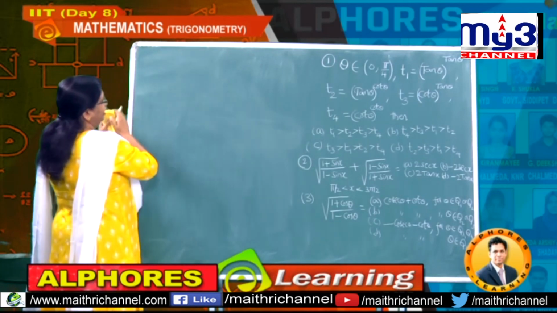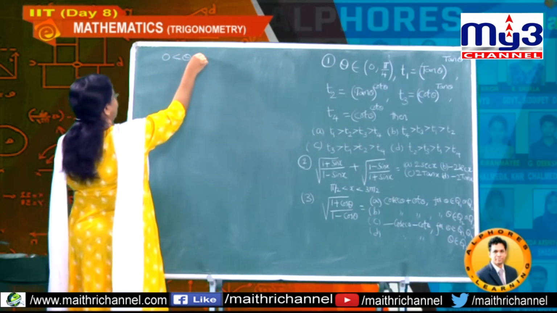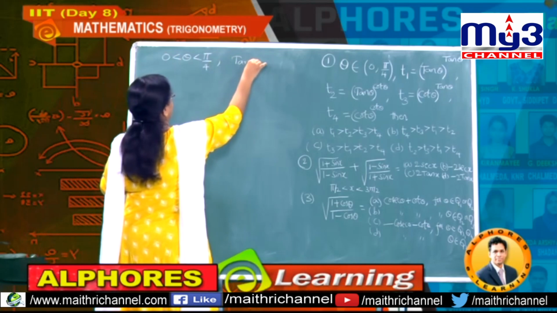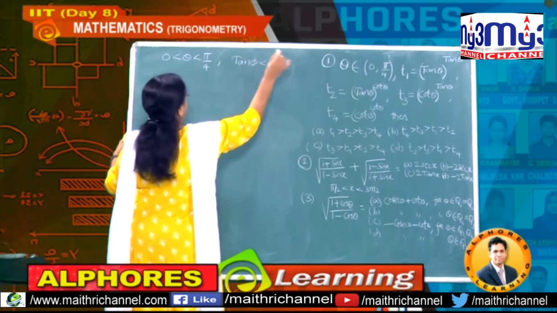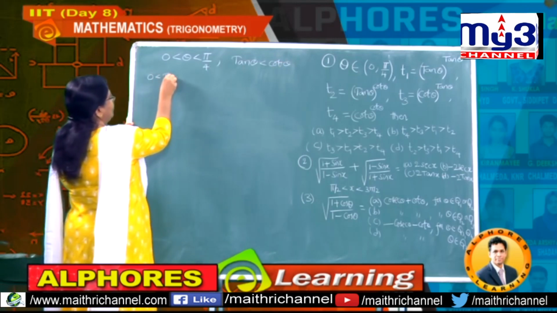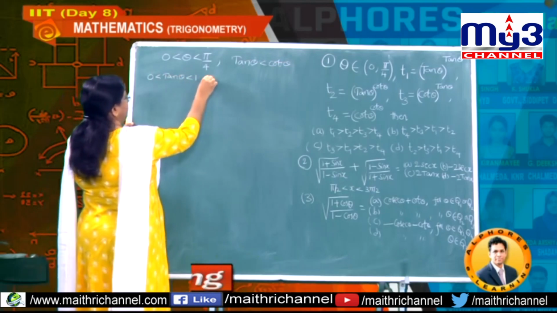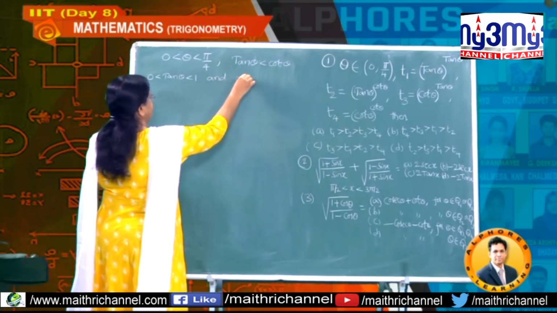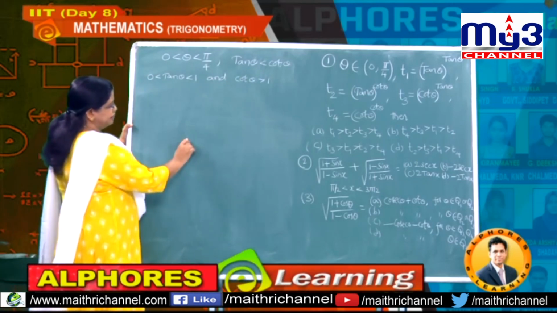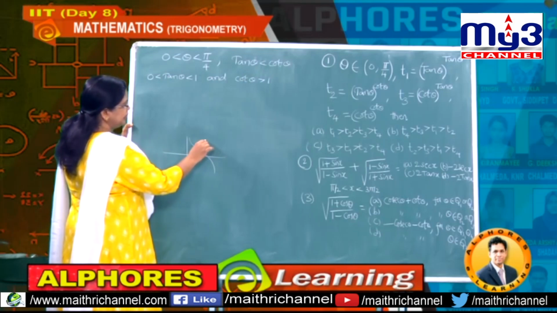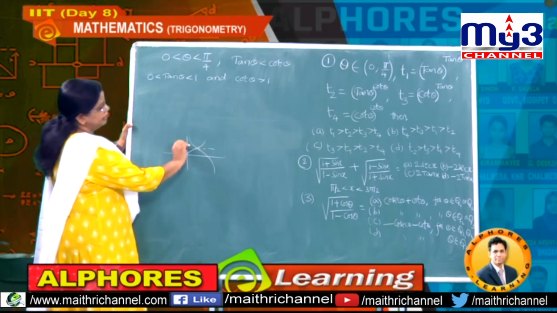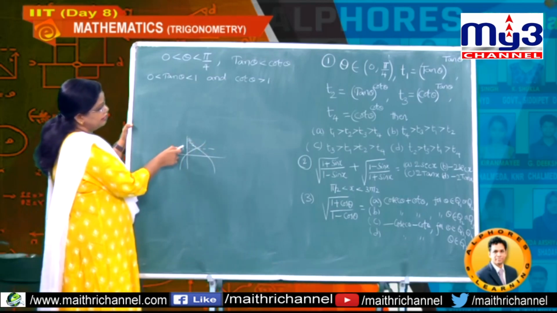So what is our problem? 0 less than theta less than pi by 4, and we concluded that the tan theta value is less than cot theta. Moreover, tan theta is less than 1 and positive, so 0 is less than tan theta, which is less than 1, and cot theta values are more than 1. Understand students, if you observe the graph, all cot values are more than 1. This is the point of intersection, and the cot values here are all above 1.